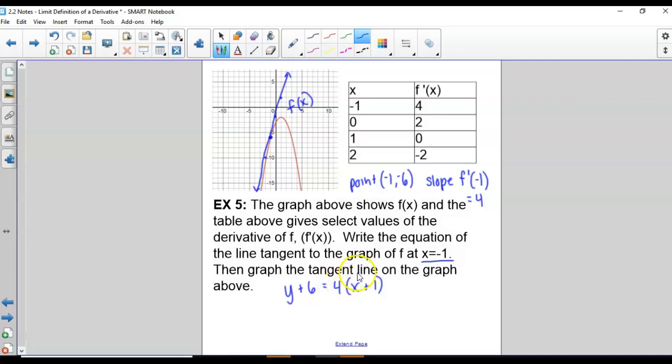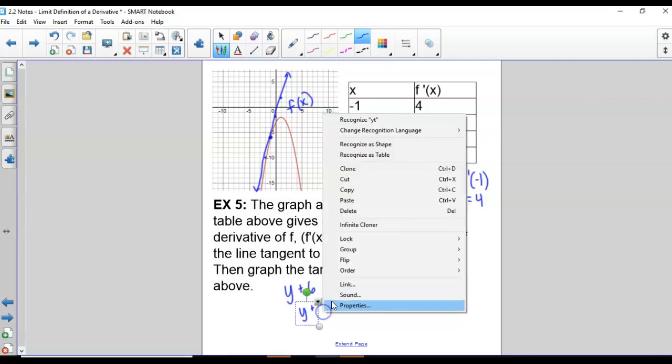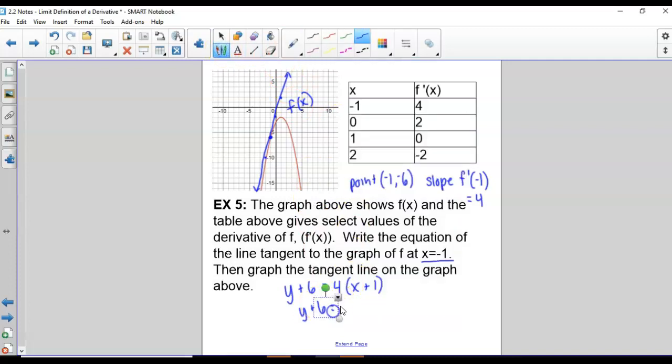You also, if you wanted, could distribute here and get y plus 6 equals 4x plus 4, and then subtract that 6. So y equals 4x minus 2. I think my graph's a little off there. I think I counted a little too much. Okay. Questions?